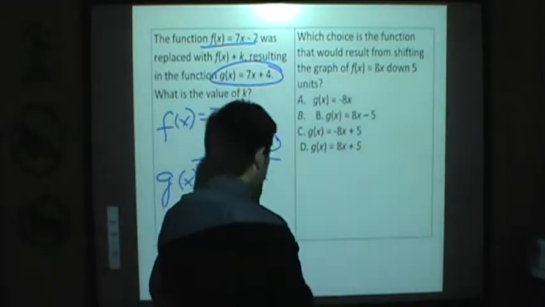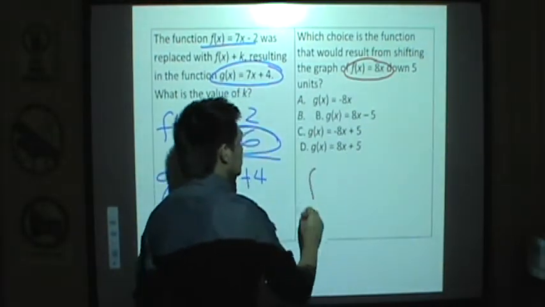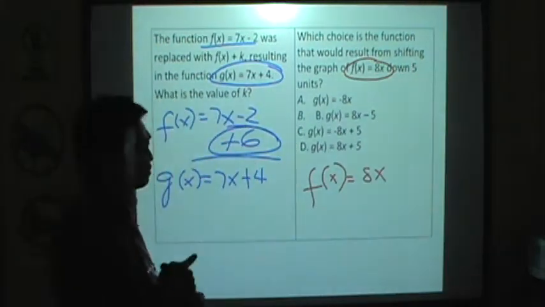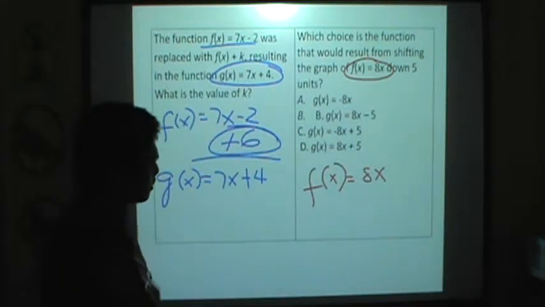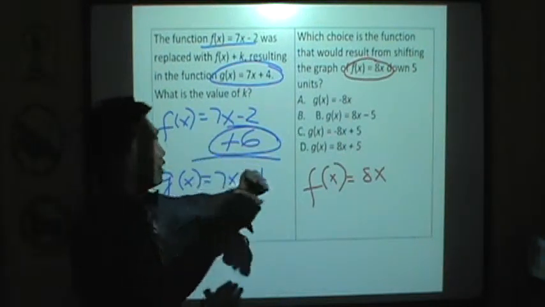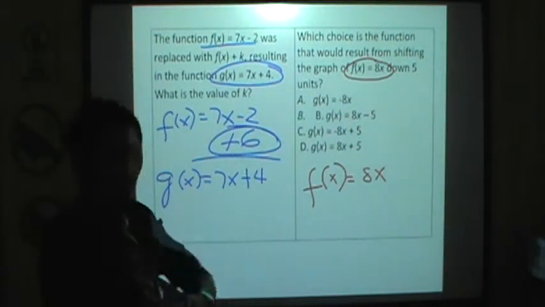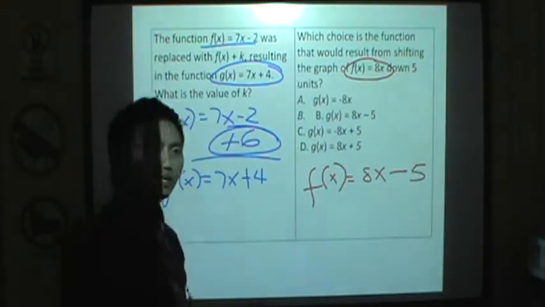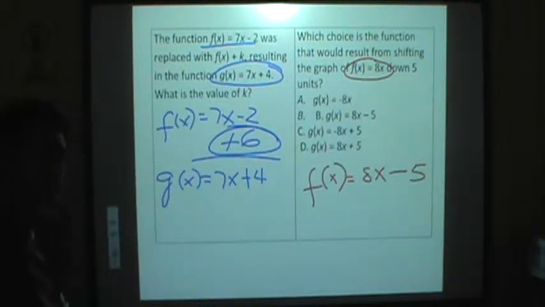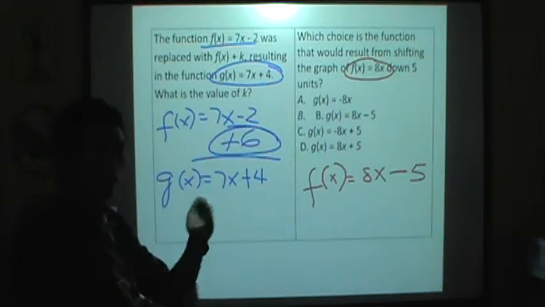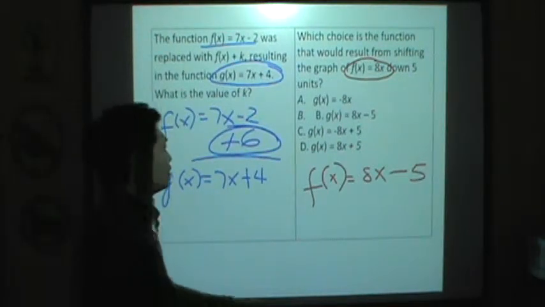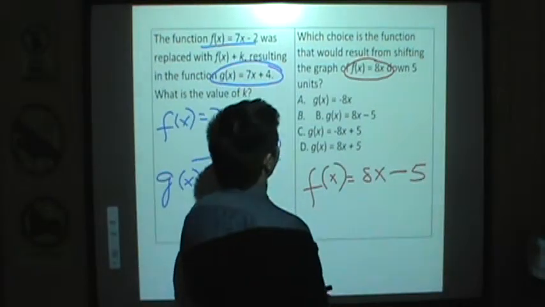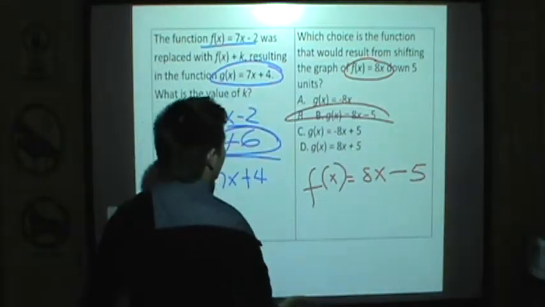Now, same thing here. Here we got 8x. If you use a calculator, you just press y equals and type 8x, and then graph it. If you want to move 8x down by 5, all you have to do is subtract 5. By pressing 8x minus 5, you will really see in your calculator that the graph of 8x goes down 5 units below the original 8x. So now you have the final answer, 8x minus 5, so the answer is going to be B.